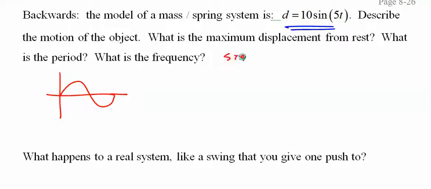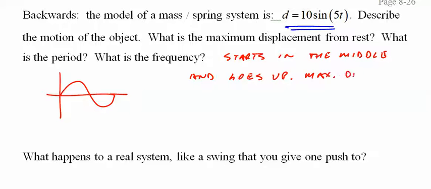So I'll say it starts in the middle and goes up. Now notice I said we're modeling anything, but we're always going to talk about a mass spring system. Well, we have to, otherwise I can't say what direction it goes or what's going on. Maximum displacement is 10. So that's your center line. And that's 10. That's -10.